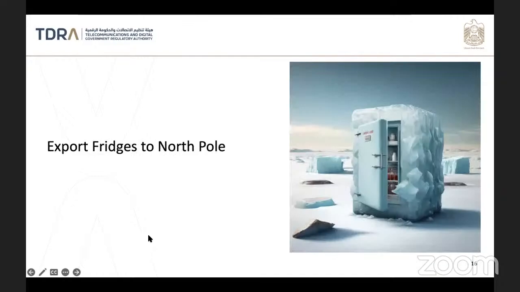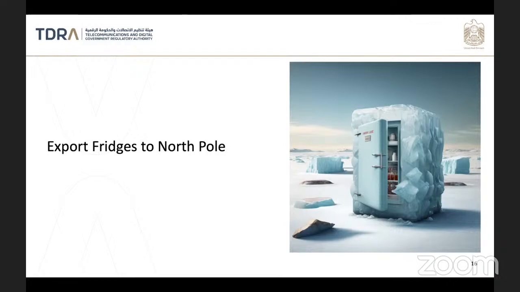So let me ask you this question. Exporting fridges to the North Pole, is this a good or bad idea? Okay. Sangis is saying again, this is not a good idea. Weather condition. Okay. A fridge. Why do we need a fridge in the North Pole? It is cold already there, right? Okay. I am asking Sangis and everyone else to rethink about the fridges to the North Pole because it is a little bit tricky.